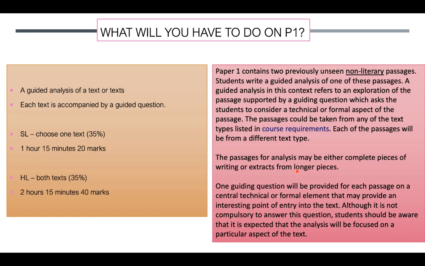Now there are two different versions of paper 1 depending on whether you are standard level or higher level. As you can see, the main difference here is the timing and also the fact that for standard level you only have to do one text, whereas with higher level you have to do two texts. Now you don't just have double the time for higher level, so that means that you do have to think about how you are timing yourself in terms of looking at two texts, annotating, planning, and then writing up your response on both of those texts.